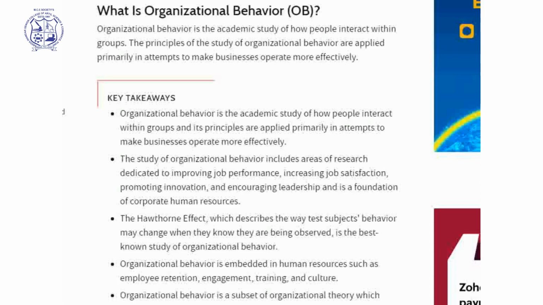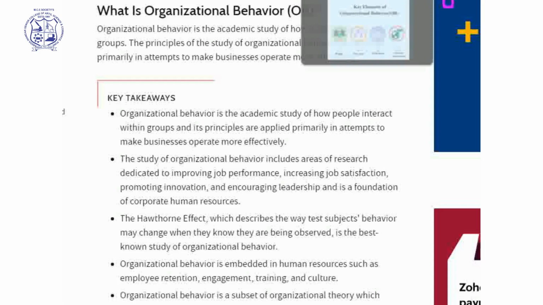So organizational behavior is the academic study of how people interact within groups. The principles of the study of organizational behavior are applied primarily in attempts to make business operate more effectively. So this is what we can say is an official definition, but in a simple way we can understand that in organizations, in companies, people work in groups, and how the behavior of people changes in a group, how interaction changes in a group. A study of those changes in behavior is called organizational behavior.